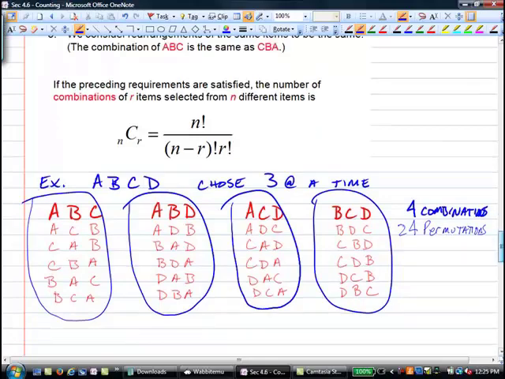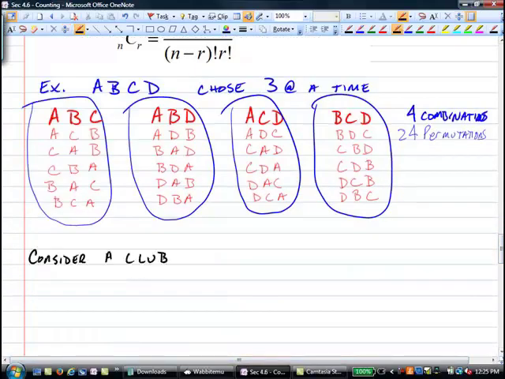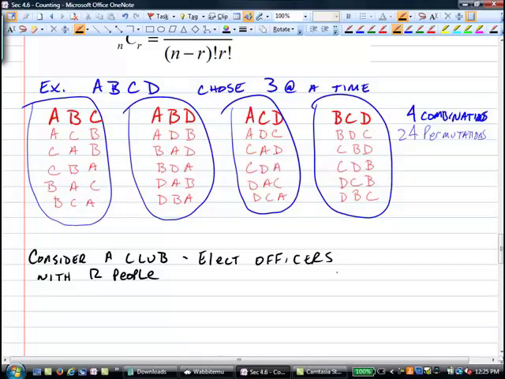Here's a situation where that might apply. Consider a club, and we're going to have to elect officers. There's 12 people in our club. If we're electing officers and we're going to cast votes, popularity contest, the person with the most votes becomes president, second most votes is the vice president, third most votes is the secretary.